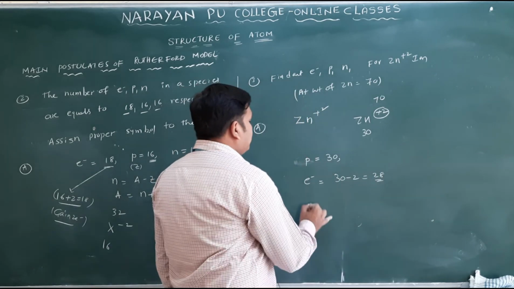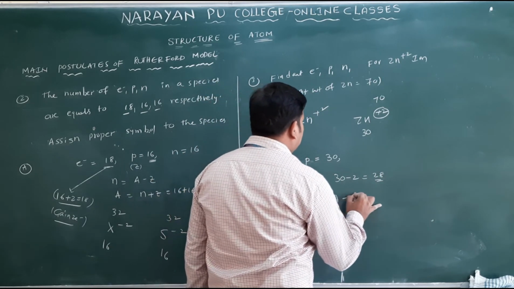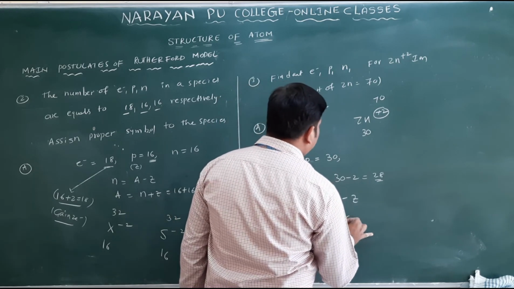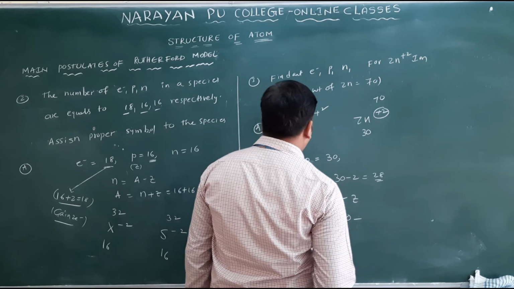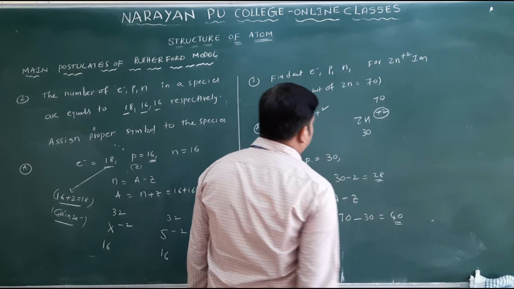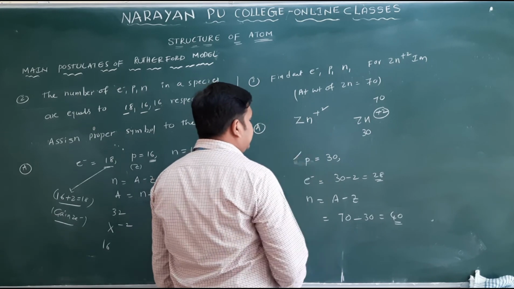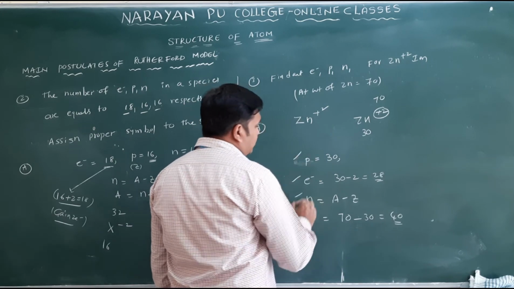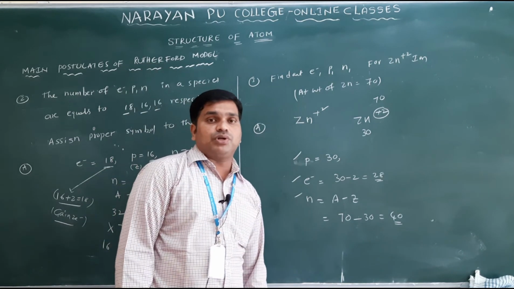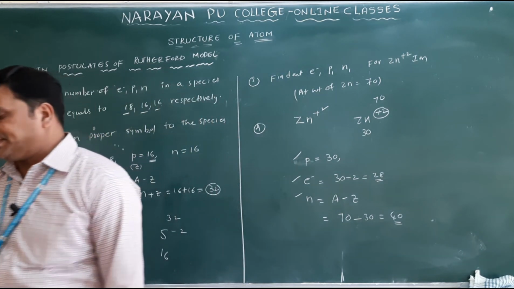Now we will see the number of neutrons. N is equal to A minus Z. Suppose A, the mass number, is given in the problem as 70, and the number of protons we have is 30. That is equal to 40. So protons are 30, electrons are 28 and neutrons are 40. In this way you can identify electrons, protons and neutrons.